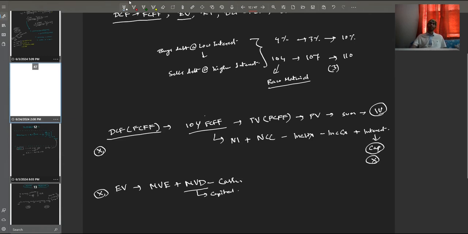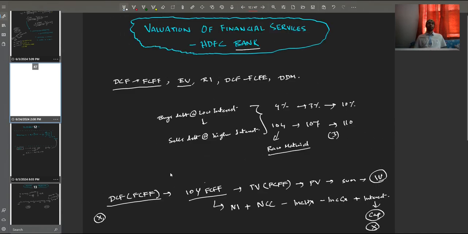So what are the valuation methods remaining? We have the residual income method, we have DCF through free cash flow to equity, and we have the dividend discount model. Now, residual income we can use, dividend discount model we can use because they pertain to net income and equity. We can only use equity as a pure play capital. So equity becomes very vital in case of valuing a bank or a financial service company for that matter.